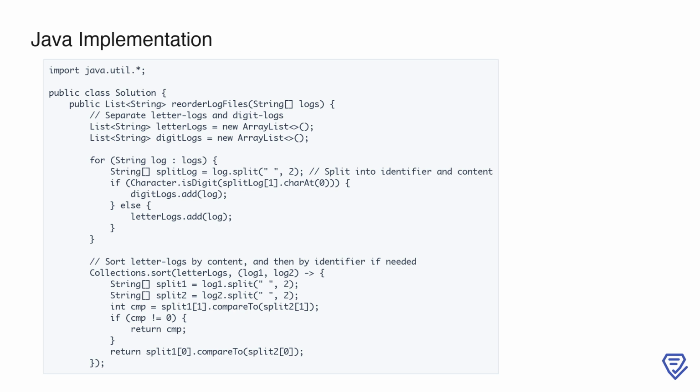Next, we focus on sorting the letter logs. To achieve this, we use a custom comparator with the Collections.sort method. The comparison is done first by the content of the logs. If two logs have the same content, then their identifiers are compared to determine the order. This ensures that the letter logs are sorted lexicographically by content, with ties broken by their identifiers.